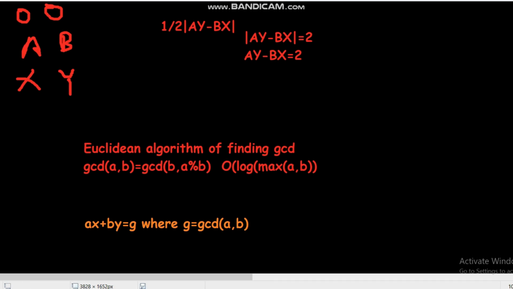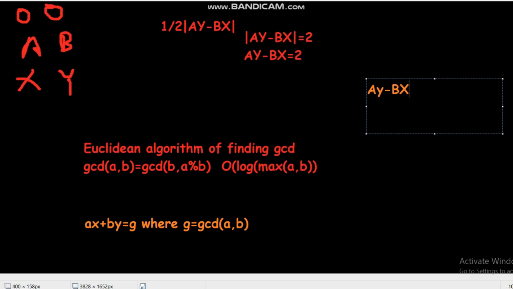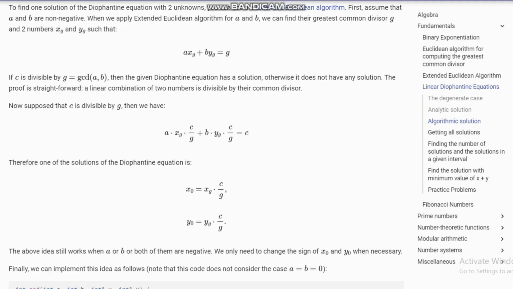Now what are the values of x and y? Now we are trying to find the solution of ay minus bx equals to 2. The extended Euclidean algorithm will give us the solution of ay minus bx equals to gcd of a comma minus b, right? And after that we can multiply it by c by g, or 2 by g you can say, to get the correct answer.